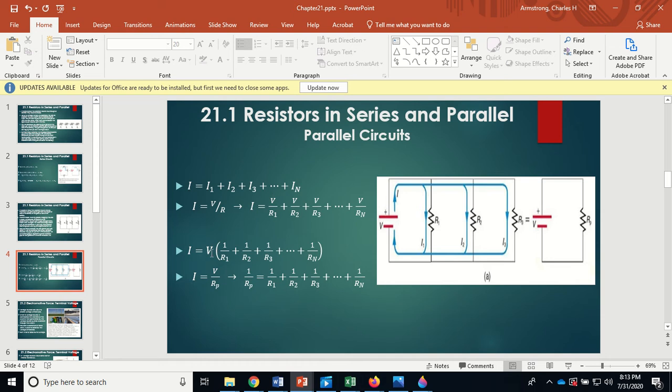Factor out the V. You get I equals V times 1 over R1 plus 1 over R2 plus 1 over R3, all the way up to 1 over Rn. And then I equals V over R parallel, or 1 over R parallel equals 1 over R1 plus 1 over R2, whatever, all the way up. If you only have two resistors, you can say R parallel equals R1 times R2 divided by R1 plus R2. You can show that. So if you only have two, you can take that little easy step.